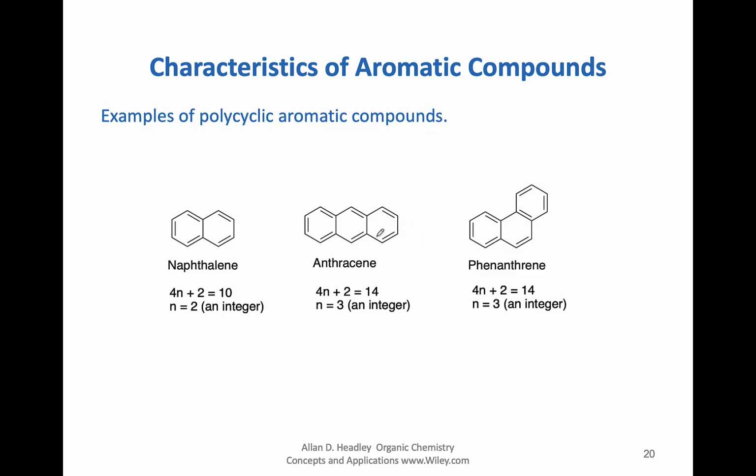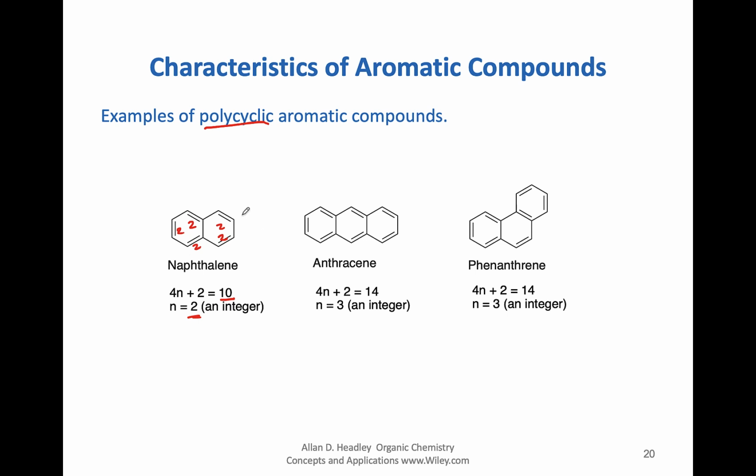So let's look at examples of polycyclic compounds. Let's apply the characteristics that we have studied so far, because we have covered all 5. Polycyclic just means many cyclic. Here we have 2 cyclic rings. Let's see if it meets Huckel's rule. We have 2, 2, 2 here, and over here we have 2 and 2. That makes 10. So 4n plus 2 equals 10. N is an integer, so that meets Huckel's rule.